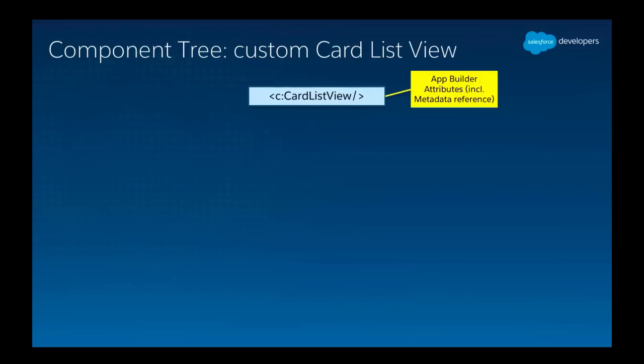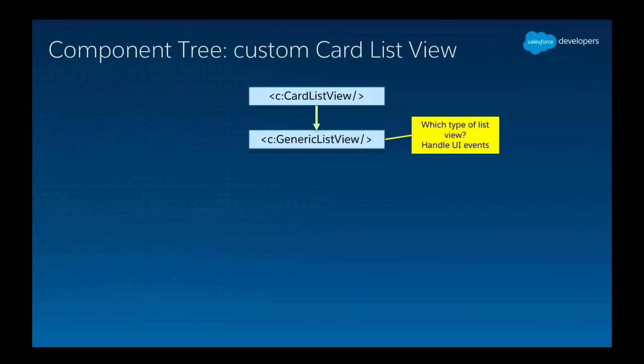So we start with a high-level component that's available in the app builder. It has certain attributes that are available to admins that configure that component through the app builder, and includes a reference to a metadata record. It includes a generic list view component that can actually render different types of list views, including car list views, full list views, and, say, a related list, for instance. So I'm actually passing information to that component saying which type of list view I actually want to render, and there will also be event handling logic at this level to handle UI events.